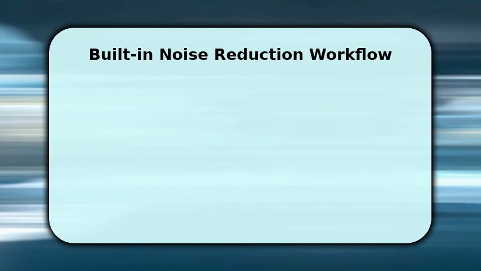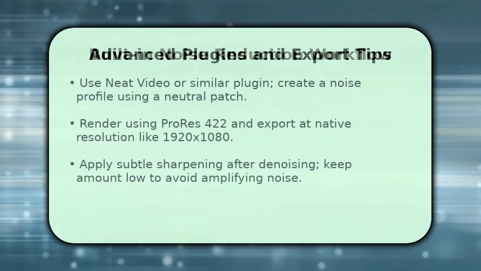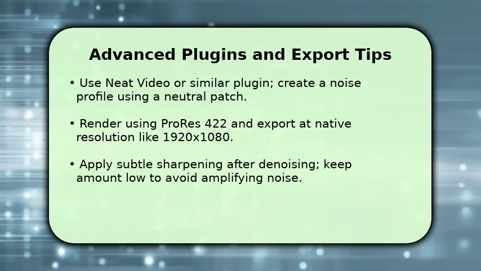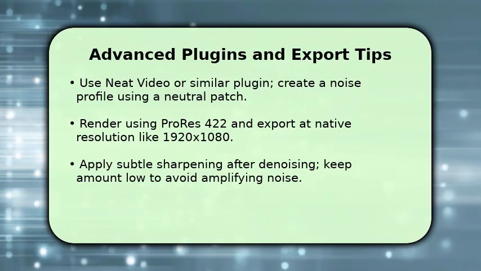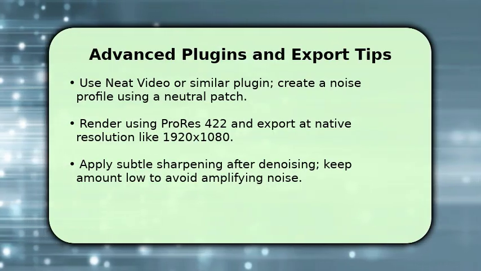Use a shape mask and keyframes to protect faces and edges, applying around 50% mask strength on high detail areas to retain detail. For stubborn grain, use a third-party plugin like Neat Video and build a noise profile. Capture a neutral patch or black frame to profile noise accurately for each ISO setting.